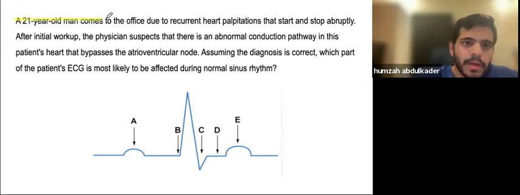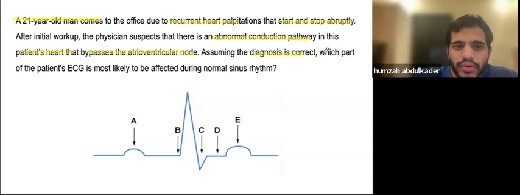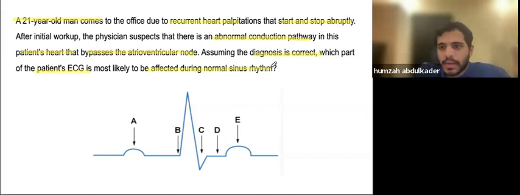A 21-year-old man comes to the office due to recurrent heart palpitations that start and stop abruptly. After initial workup, the physician suspects that there's an abnormal conduction pathway in this patient's heart that bypasses the AV node. Assuming the diagnosis is correct, which part of the patient's ECG is most likely affected during the normal sinus rhythm? Okay, now you guys are saying B.